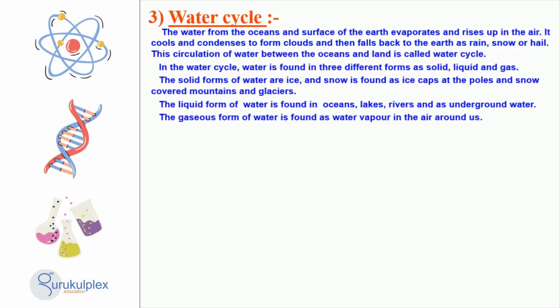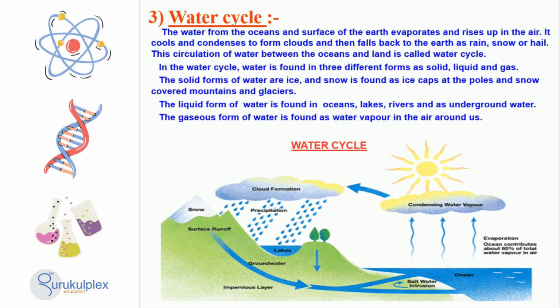Water is a vital component of life on Earth. It continuously fluctuates between three forms: solid, liquid and gas, with the water cycle allowing for movement among the oceans, land and atmosphere. Solid water can be found in ice caps, snow-covered mountains and glaciers, while liquid water is seen in oceans, lakes, rivers and underground. Water vapor, the gaseous state, is visible in the air around us. Understanding the water cycle is key to managing and protecting our water resources, which is essential for life on Earth.